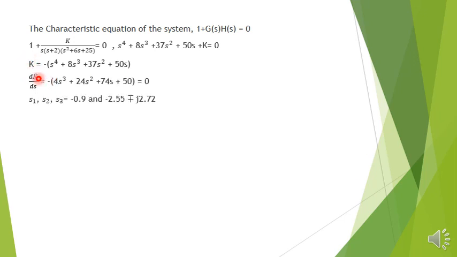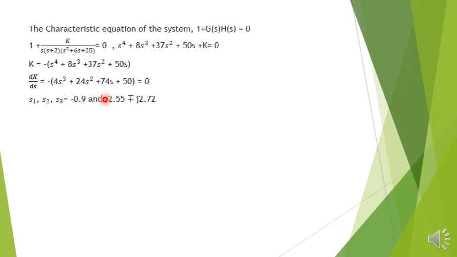So dK/ds = 0 gives minus of 4s cube plus 24s square plus 74s plus 50 equal to 0. The roots of this equation are minus 0.5 and minus 2.55 plus or minus j2.72. So the possible breakaway points are real values as well as complex. Whether the real value is a valid breakaway point or not, we can check from the graph.